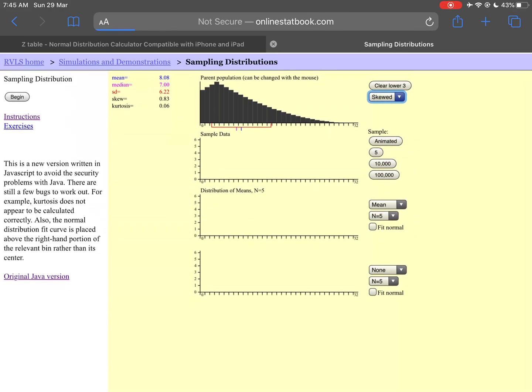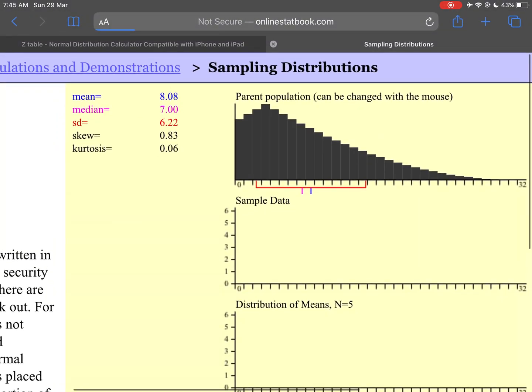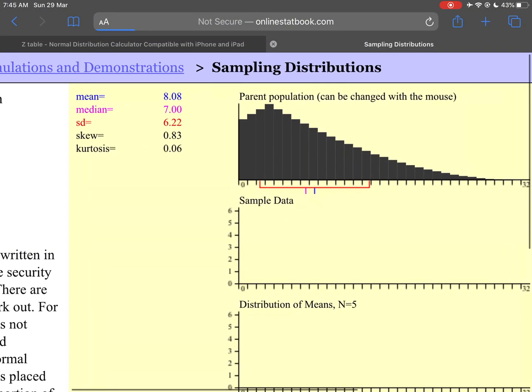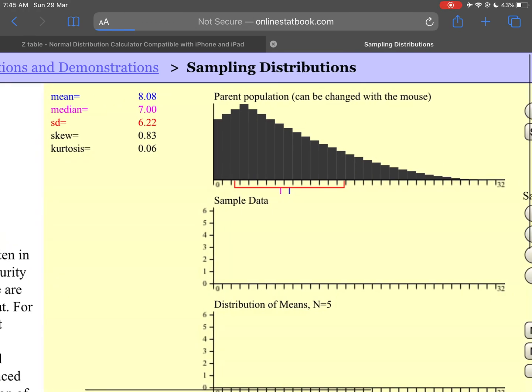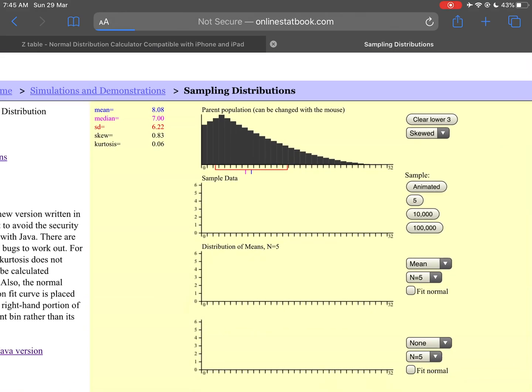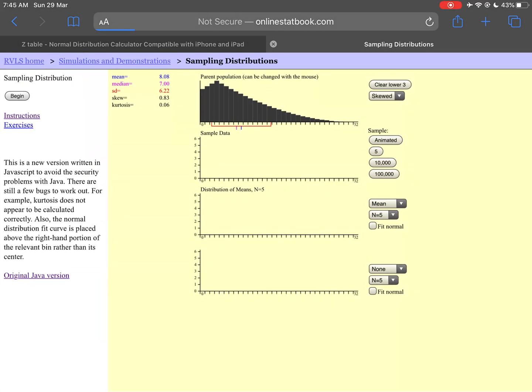You see, it's skewed to the left because the mean, you see it here, the mean is 8.08 and the median is 7. So the mean is larger than the median. And you can see from looking at it that it's skewed to the right because the mean is higher than the median.